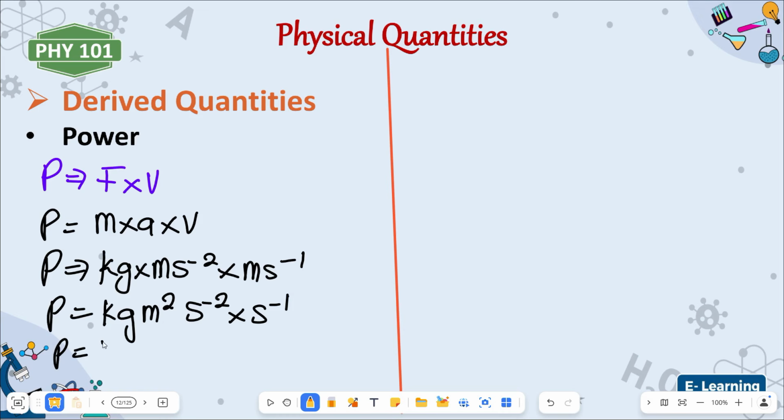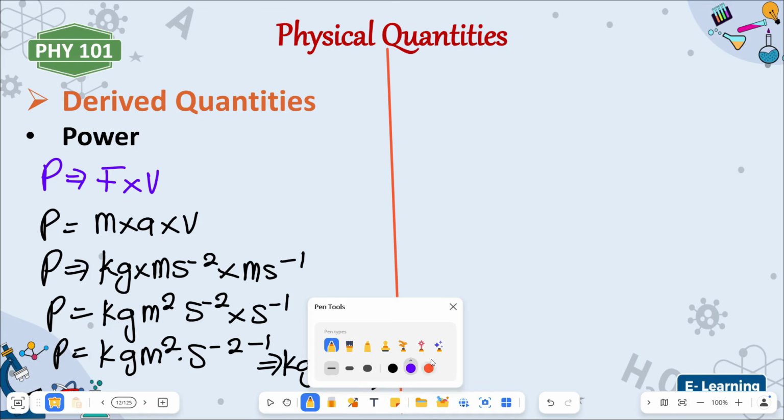So power will be kg meter square, second to the minus 2, times second to the minus 1. The bases are equal. What do you do? You collect one and add the powers since multiplication is in between them. So this will give us second to the minus 2 minus 1. Which will be equal to kg, then m square, second to the minus 3. Minus 2 minus 1 is what? Minus 3. So this is the unit for power.